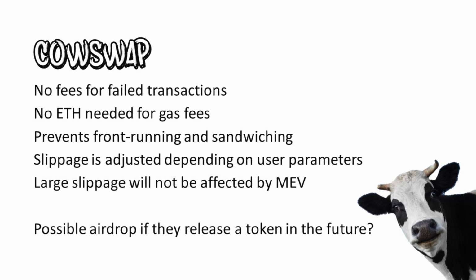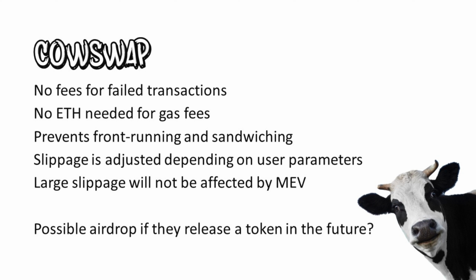Fantastic. To sum up about Cowswap, there's no fees for failed transactions, which I think is the biggest selling point, to be honest with you. There's no Ethereum needed for gas fees either. That is incredible. It prevents front running and sandwiching because of the MEV protection, as I mentioned.